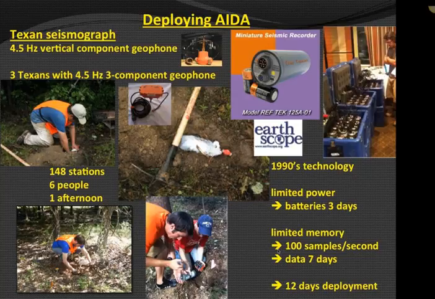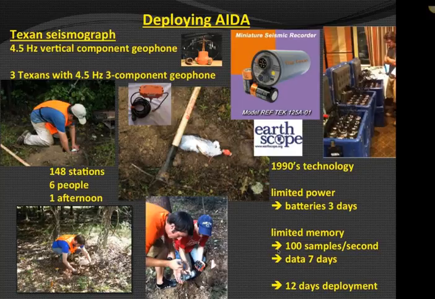They have limited memory. This reduced our sampling rate. These instruments are capable of 2,000 samples per second, but we only did 100 samples per second because we knew that would fill the RAM in about 7 days. And because of this, because we were going back and visiting the stations every 3 days, we did a total of 12 days of deployment, and we only put out 148 of the 2,500 of these things that are sitting in the instrument pool.